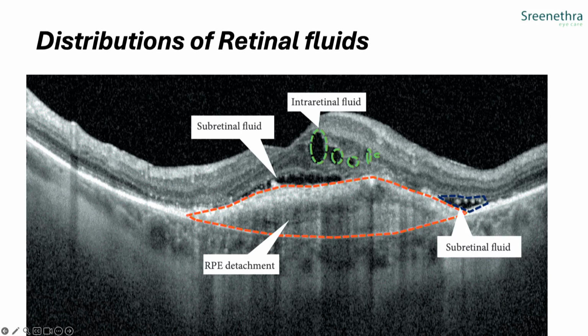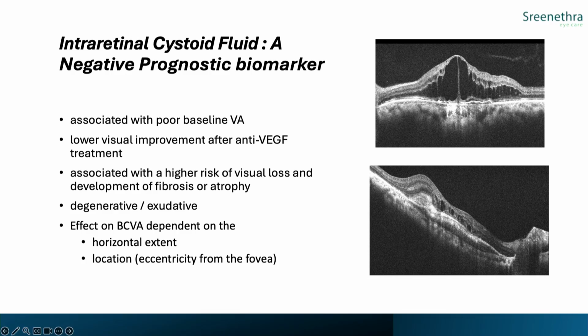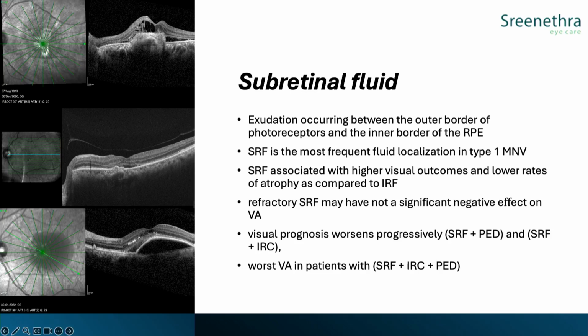So distribution of fluid is one of the major biomarkers. If you have intraretinal cystoid fluid, it's associated with poor baseline visual acuity as well as poor visual recovery after the anti-VEGF treatment. It's associated with a higher risk of visual loss and development of fibrosis and atrophy. It need not be an exudative fluid, as Dr. George mentioned. You could also have degenerative cystoid spaces.